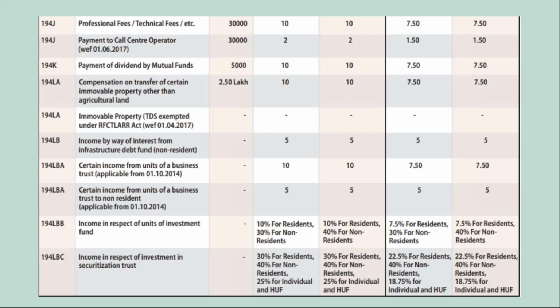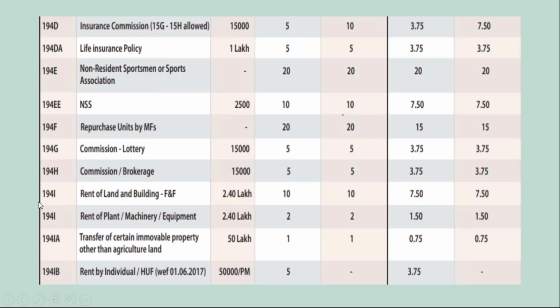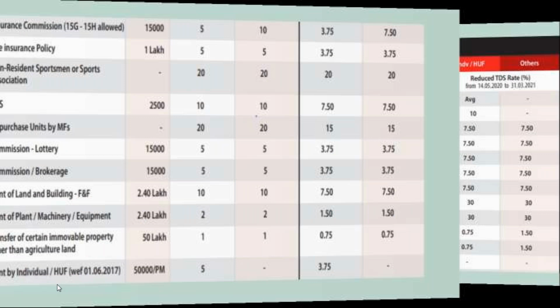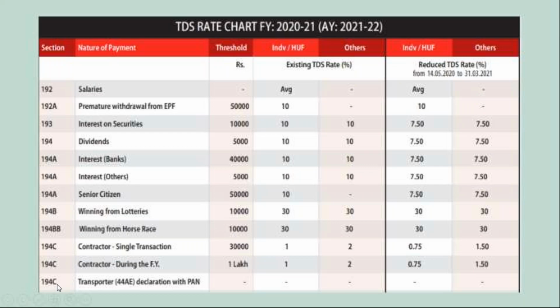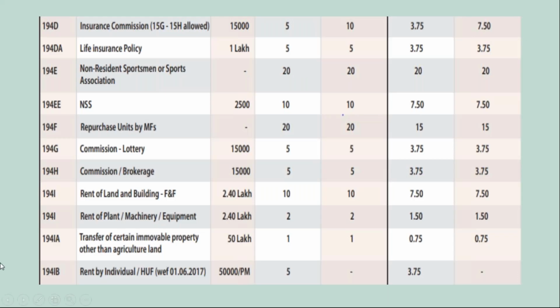Let's cross check this. So rent of land and building, see 194I is the section. These are the sections you have. I told you from 192 to 194, 195 or 196 you will be having the sections as per the Central Board of Income Tax. So according to that the tax will be deducted. Now we are going to do it on rent of land and building. 2,40,000 is the exemption limit, 10%.